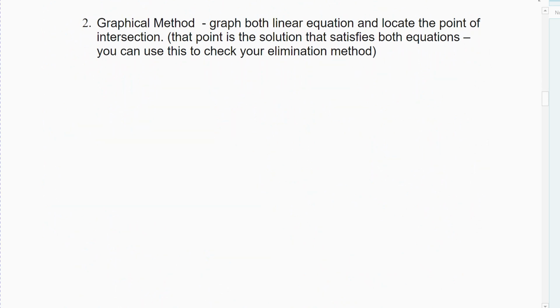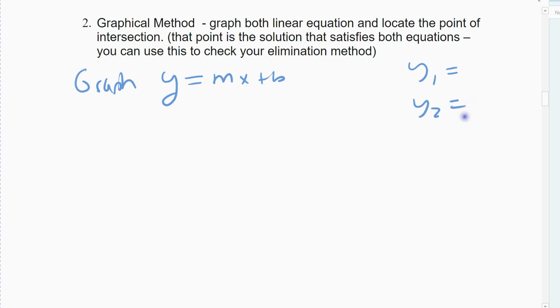The graphical method, right? They're both lines. You can graph them in your calculator. And we want to find where they intersect. That satisfies both equations where they intersect. Alright, and so what we'll do is graph both lines. In order to graph both lines in your graphing calculator, you always have to have it set equal to y equals mx plus b. That's the only way you can graph them, because if you go look at your graphing calculator, it's set y1 equal, y2 equal, and so on. And so when we plug them in, we always have to plug them in that form.